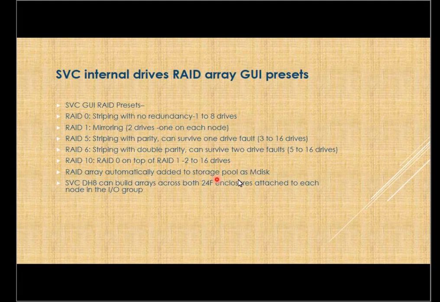A RAID array is automatically added to the storage pool as an MDisk. So when you create a RAID array on the internal drives, it is added as an MDisk to the SVC system. And SVC can build arrays across both 24F enclosures, meaning expansion enclosures attached to each node in the IO group.